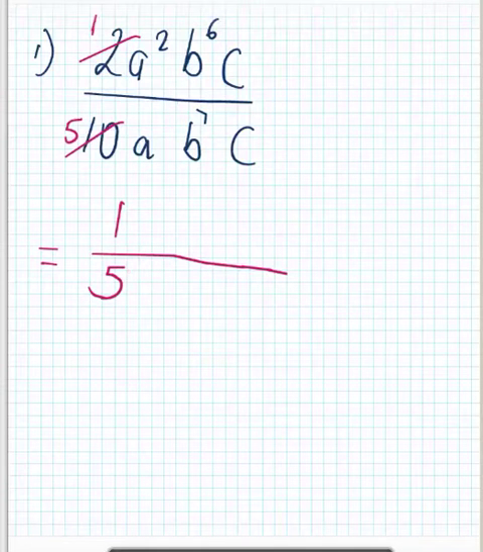Next, we've got two A's on top and one on the bottom. We know we have to take out our smallest amount. So that's gone. And 2 take away 1 is just 1. So I've got 1A left. So 1A on top. And we know the power 1 can be invisible. And also this one here can now be invisible.